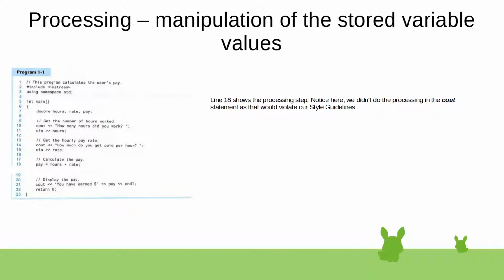Let's look at the processing part. You'll notice that line 18 says pay equals hours times rate. So this is the processing part. This is where we're using our computing agent to process the data. In this case, we're just calculating the pay. Notice that if we were to put cout you've earned hours times rate here instead of pay, we'd be violating one of the style guidelines. And we don't want to do that. It makes your code hard to read and you lose points.